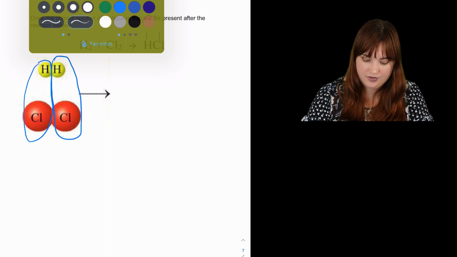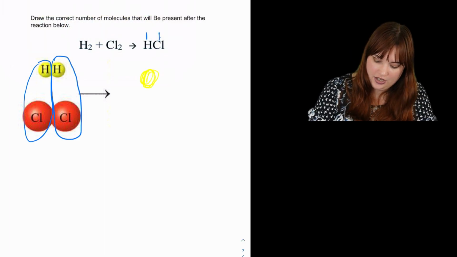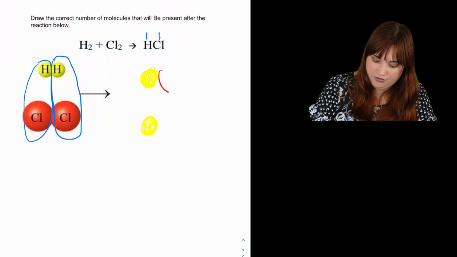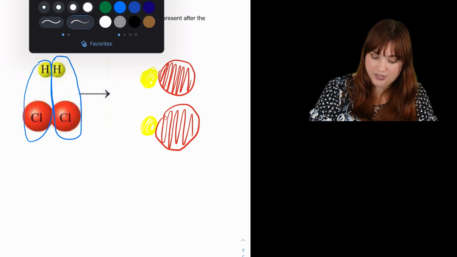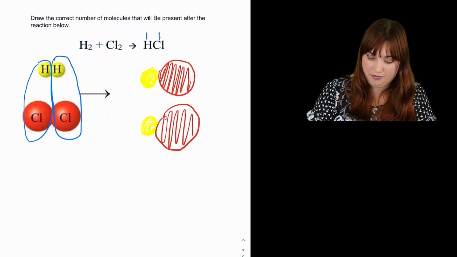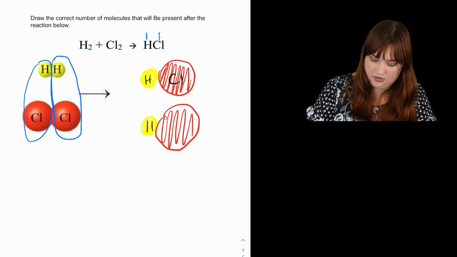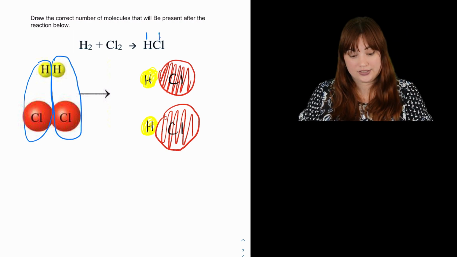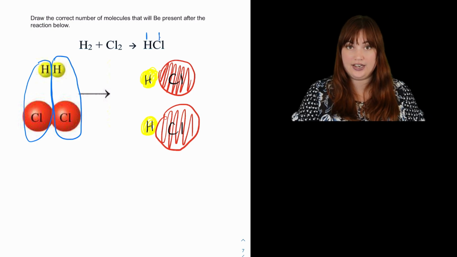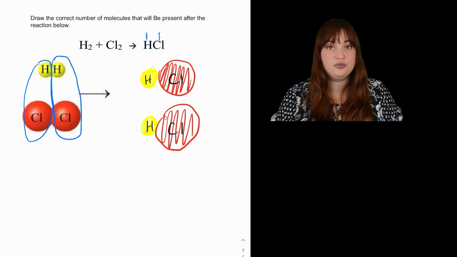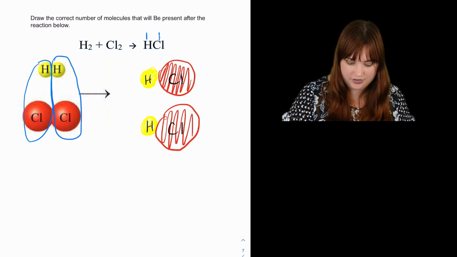Let's do it. So my hydrogen is yellow. Let's do 2 of those. And chlorine is red and it's bigger. You don't necessarily have to be size accurate, but sometimes it can be helpful, especially if you have complicated molecules with a lot of elements. So there we go. If I have 1 hydrogen molecule and 1 chlorine molecule, that can react to make 2 hydrogen chloride molecules.